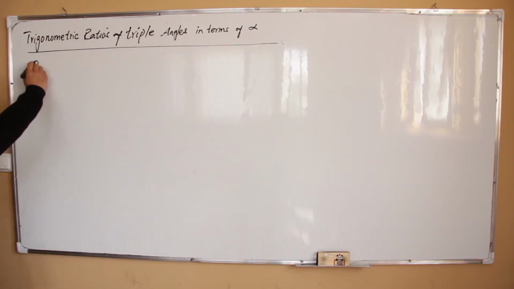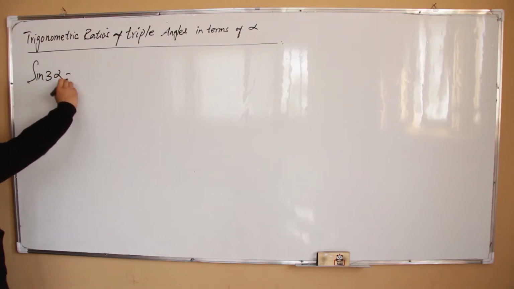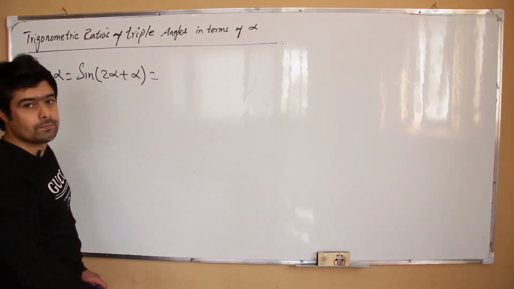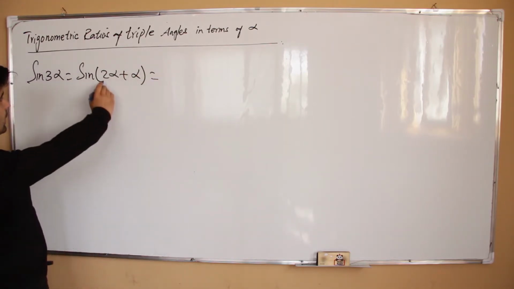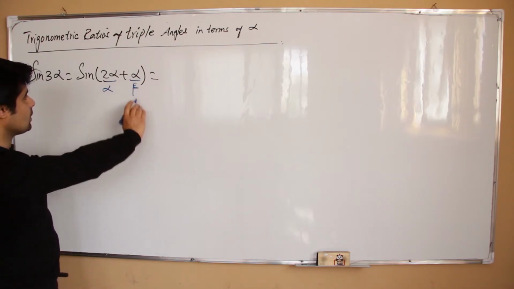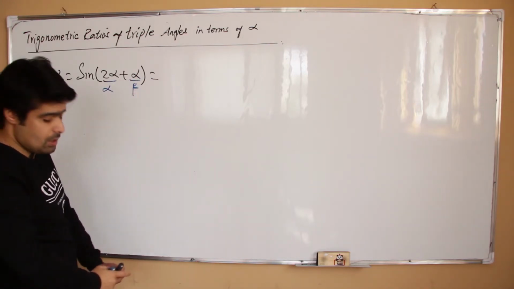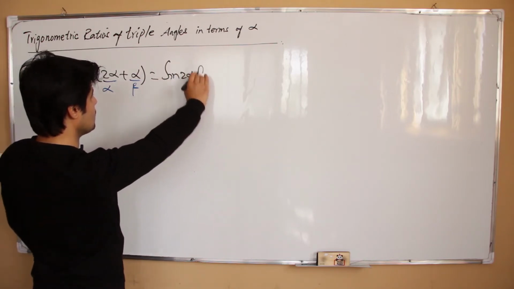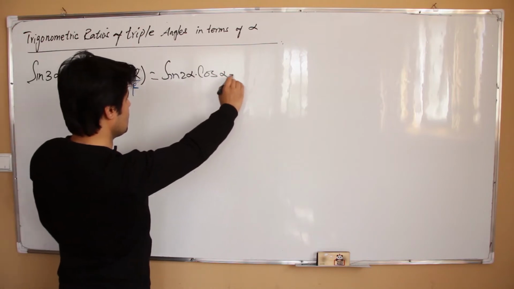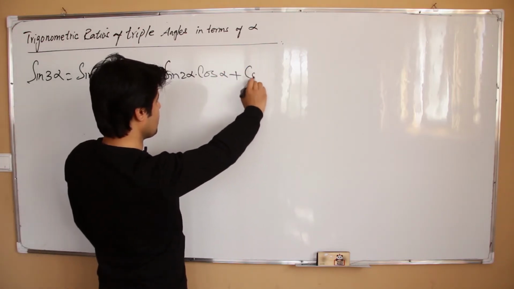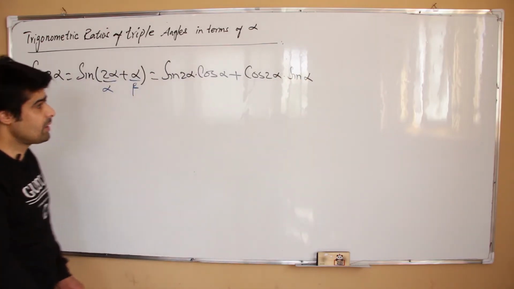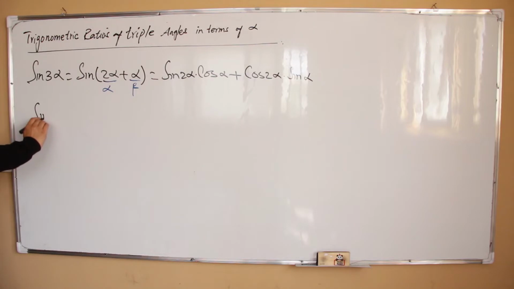Very easy. If we want to define sine of 3 alpha, can we write this one as sine of 2 alpha plus alpha? Yes. So this one is alpha, this one is beta. Sine of alpha plus beta. How can we define sine of alpha plus beta? Sine of alpha, which is 2 alpha, cosine beta, which is alpha, plus cosine alpha, which is 2 alpha, and sine beta, which is alpha. Am I right? Yes.